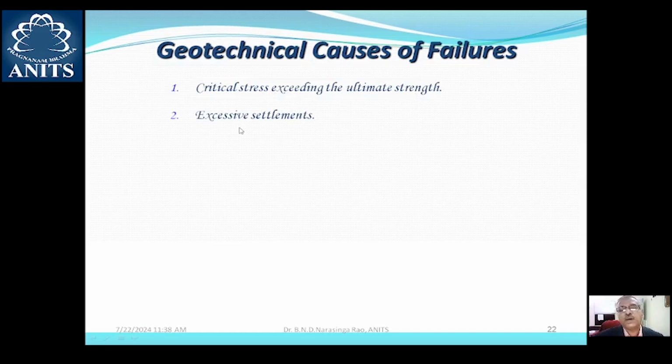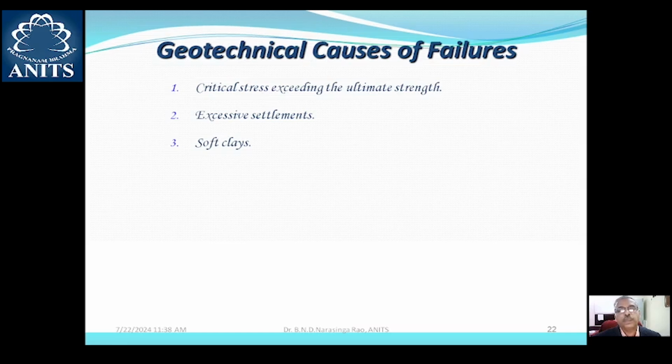But there is another cause where there are some maximum permissible settlements to ensure stability and long-term safety of the structure. When these settlements are exceeded by the actual settlement of the underlying soil, then this also will cause failure of the structure. So, an example is soft clay, where the soil is highly compressible, leading to very huge settlements spread over a very long time.